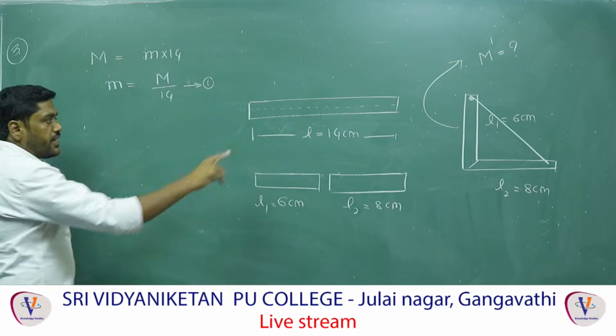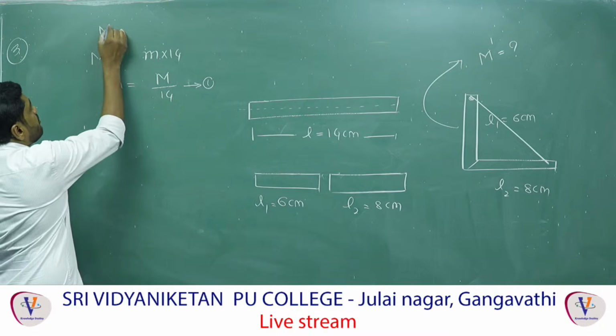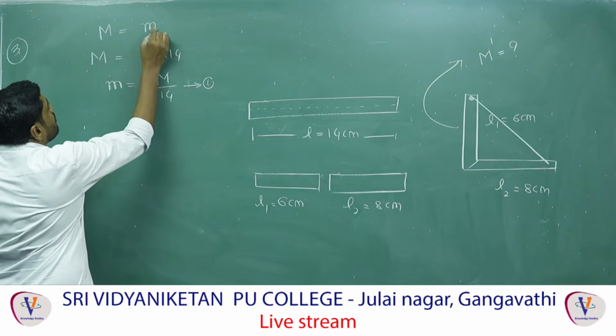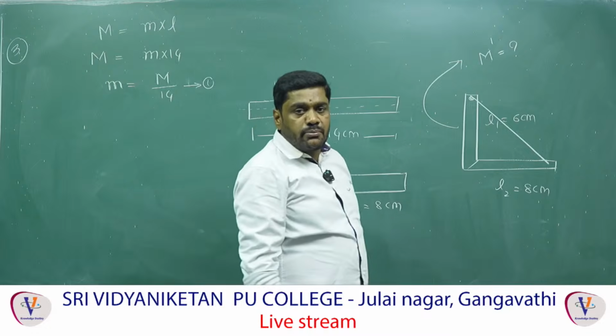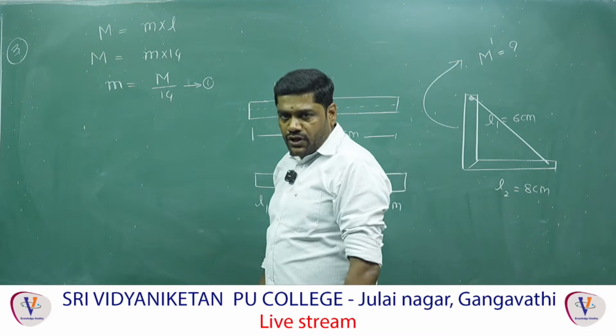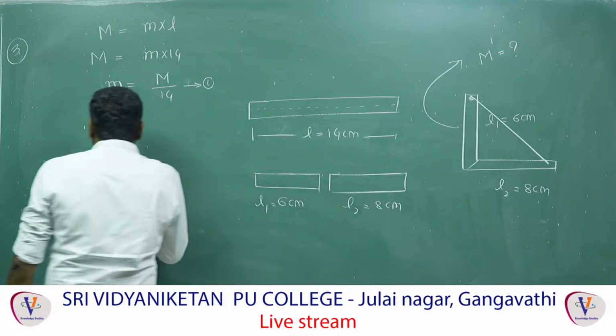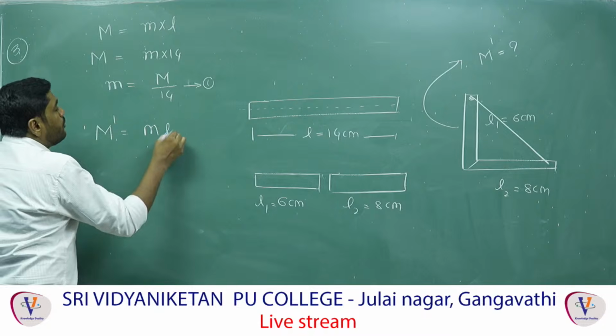From the initial case, I am calculating, because the magnetic moment formula is magnetic moment equal to pole strength into length of the magnet. Magnetic length, that is not geometric length. Therefore, from that I found m is equal to M by 14. Therefore, what is the new magnetic moment? M dash is equal to m into L dash.